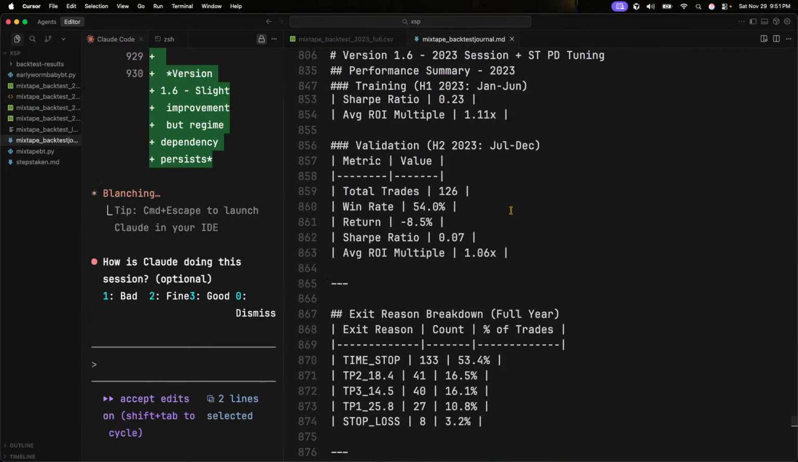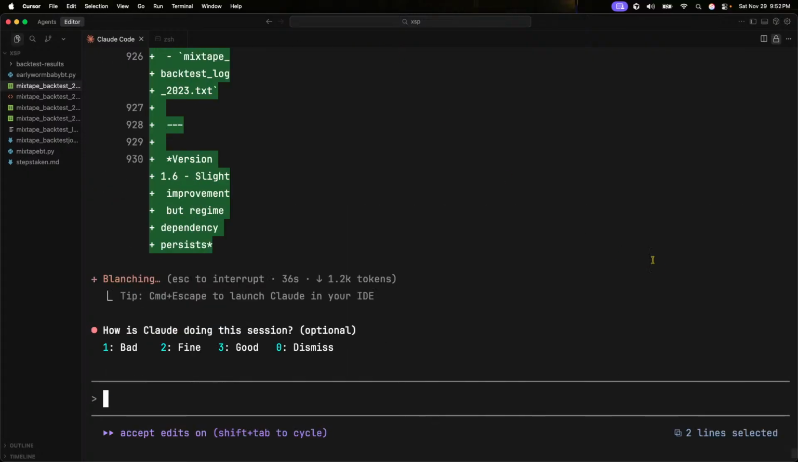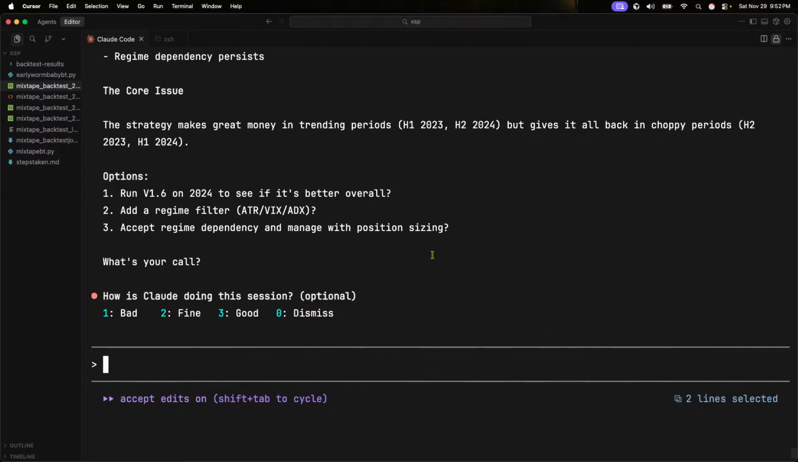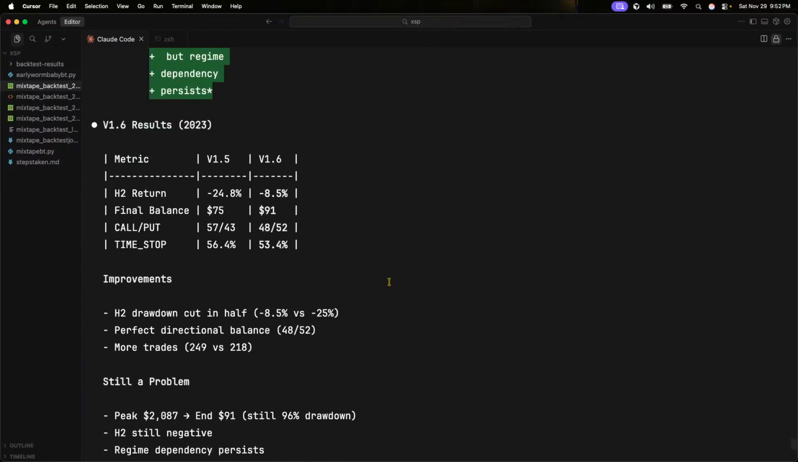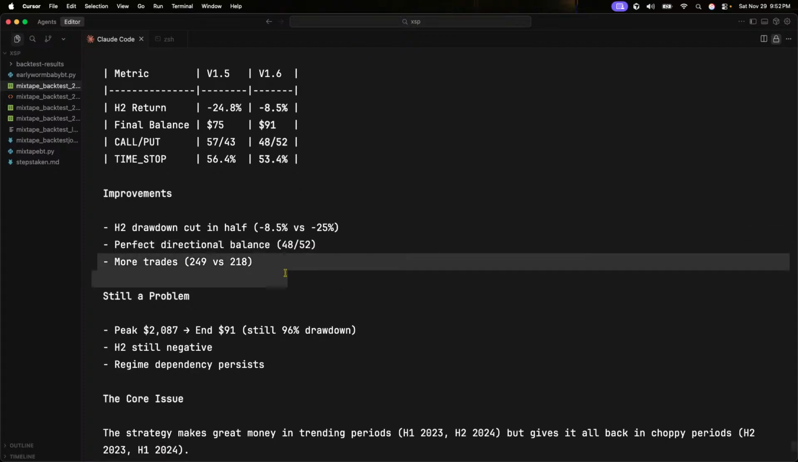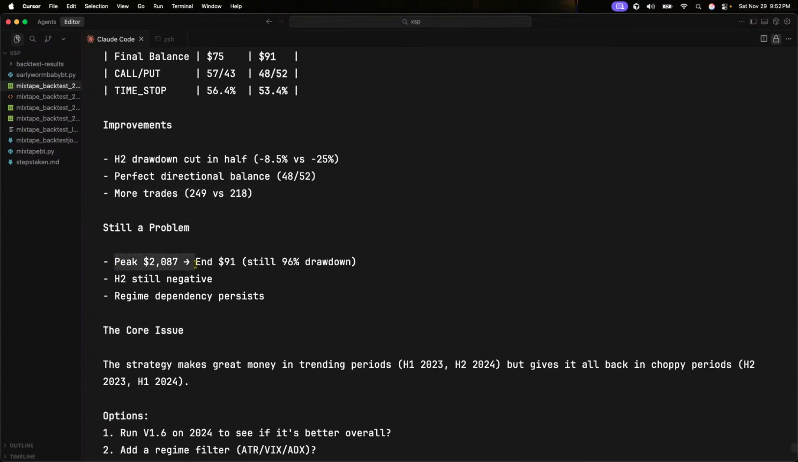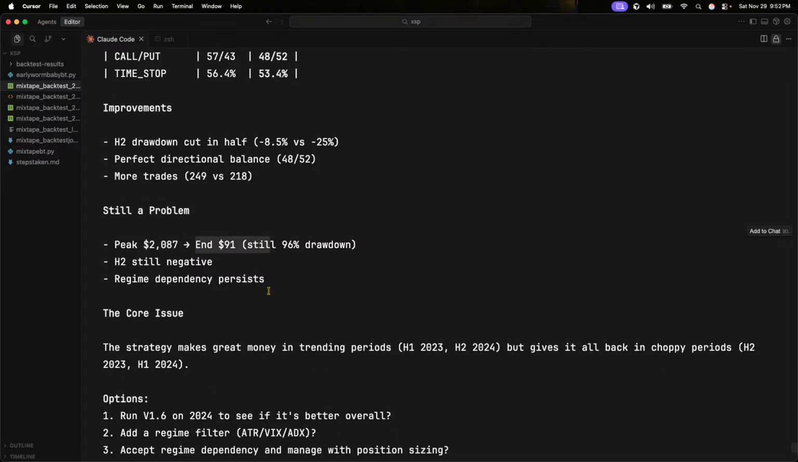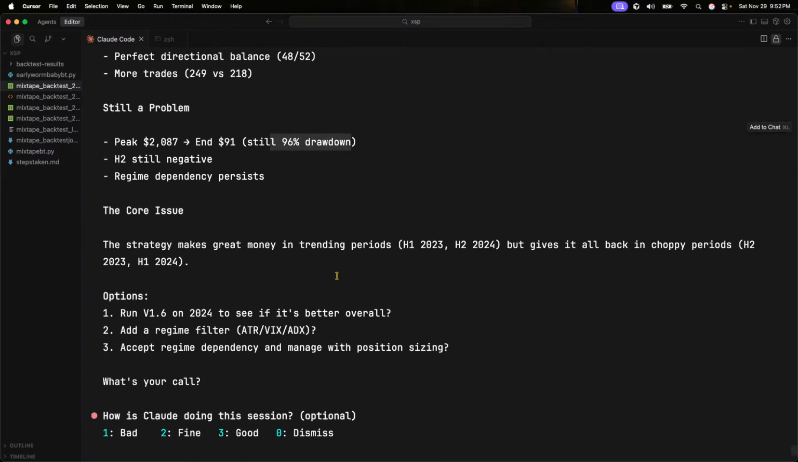Oh, we just opened up. Okay, now let's talk. Oh, so Vandy did win today too. All right, H2 cut down in half. Perfect directional balance, more trades. Still a problem: it peaked at 22,000, but we ended at $91. 96 drawdown, right? The strategy makes money in a trending period, H1 and H4, but gives back all of its money in a choppy period.